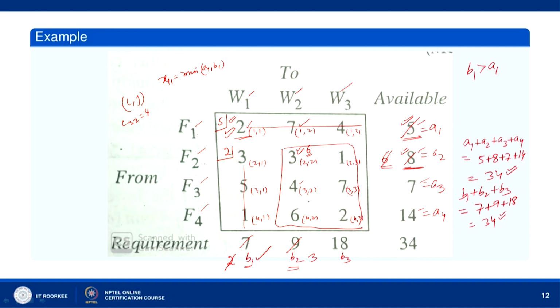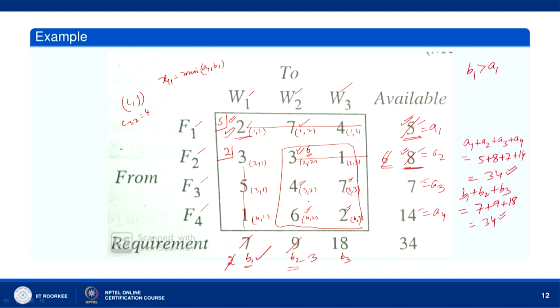Now, from the warehouse F2, we have allocated all the 8 units. So, we cross out this row. And now, what is left is this table, this one 4 7, 6 2. So, this is left with us. Now, the northwest corner is 4, this corner 3 2.